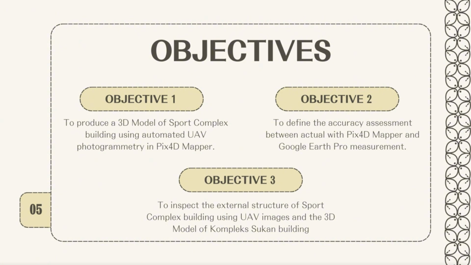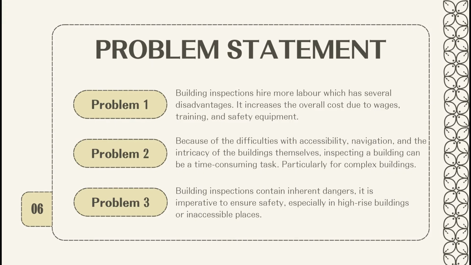There are three objectives included in this project. The first one is to produce a 3D model of the sport complex building using automated UAV photogrammetry in Pix4D Mapper. The next one is to define the accuracy assessment between actual measurement with Pix4D Mapper and Google Earth Pro measurement. The last one is to inspect the external structure of the sport complex building using UAV images and the 3D model of the sport complex building. The next slide is about the problem statement.